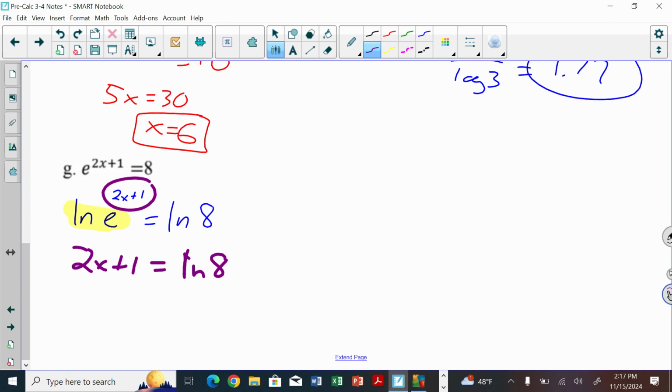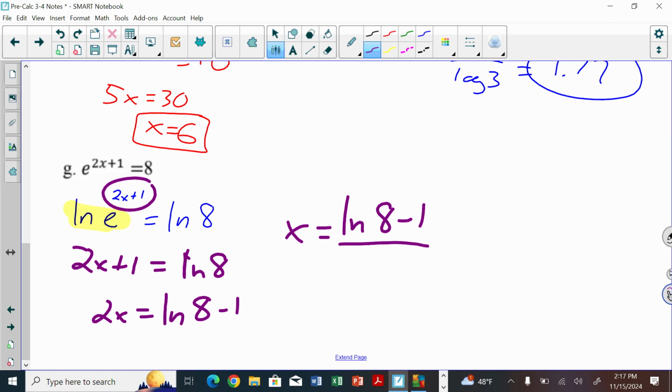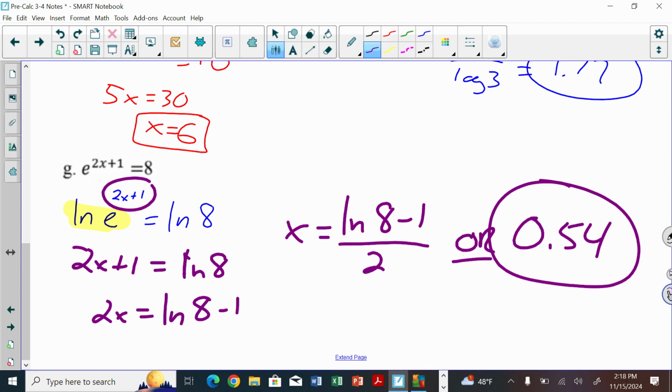And now, again, trying to solve for x. I'm going to subtract 1 from each side. I'm going to get 2x equals natural log of 8 minus 1, and then I'm going to divide by 2. So x is going to be natural log of 8 minus 1 over 2, or as a decimal, we could say 0.54. Okay, so we rocked that out and finished that up.